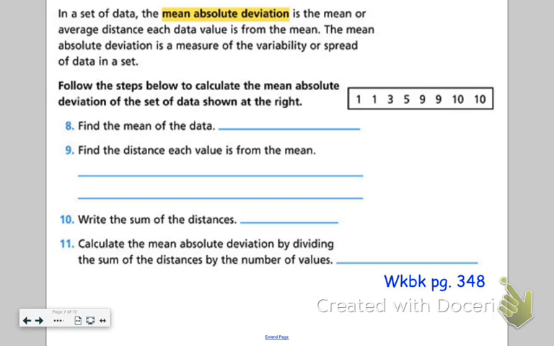So what we just did was we found the mean absolute deviation. It is the mean or the average distance each data value is from the mean. The mean absolute deviation is a measure of variability or spread of data in a set. Follow the steps below to calculate the mean absolute deviation of the set of data shown at the right. So the first thing we need to do here is we need to actually find the mean.